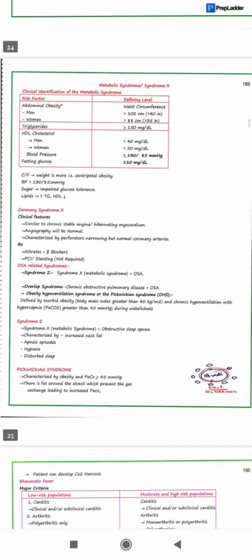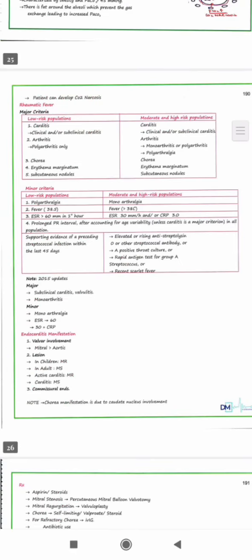Now the rheumatic fever, the major criteria for the low risk population and the moderate and high risk population. Now we're going to study it, and the minor criteria for the low risk populations and for the moderate and high risk population. So these are the notes for the 2015 update. Now there are going to be major and minor changes like subclinical carditis, monoarthritis, monoarthralgia, ESR, endocarditis. Manifestations are also given, like the valvular involvement, the lesions, the commissural ends, and the nodes. The chorea manifestation is basically due to caudate nucleus involvement.